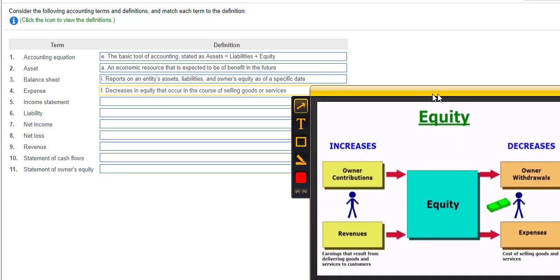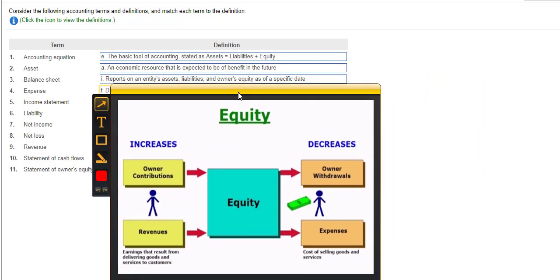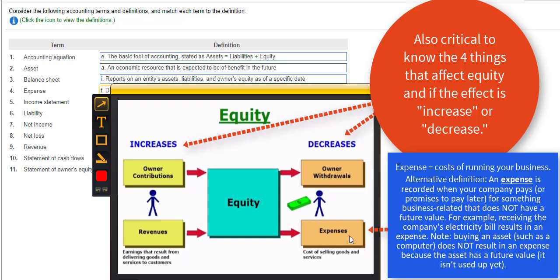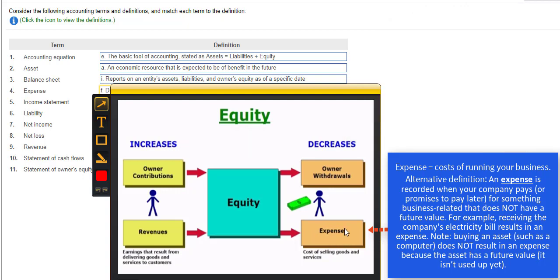Remember from the video, there are 4 things that affect equity. Owner contributions and revenue increase equity, and the two things that decrease equity are owner withdrawals and expenses. Expenses are basically the cost of doing business, and it's anytime they pay money for running the business or they promise to pay later. For example, they could put something on the company credit card, which means they're not paying for it yet, but they are promising to pay later. And that expense is for running the cost of business.